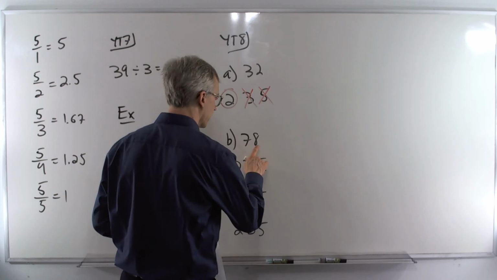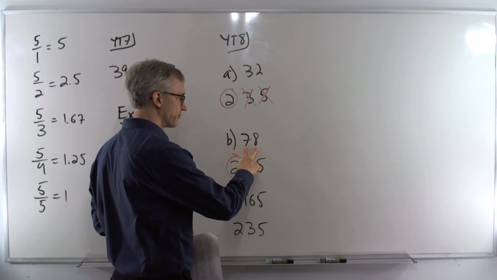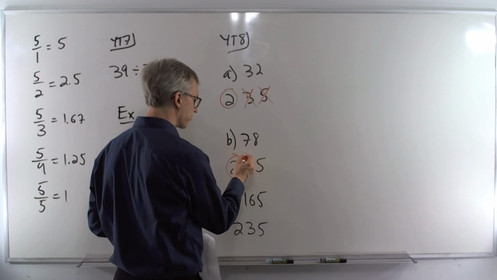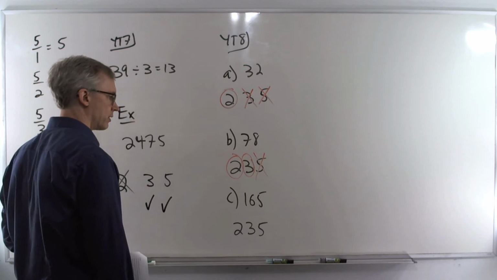Part B. It ends in 8, that's an even number, so 2 works. 7 plus 8 is 15. 15 is divisible by 3, so that works. It doesn't end in 0 or 5, so 5 does not work.